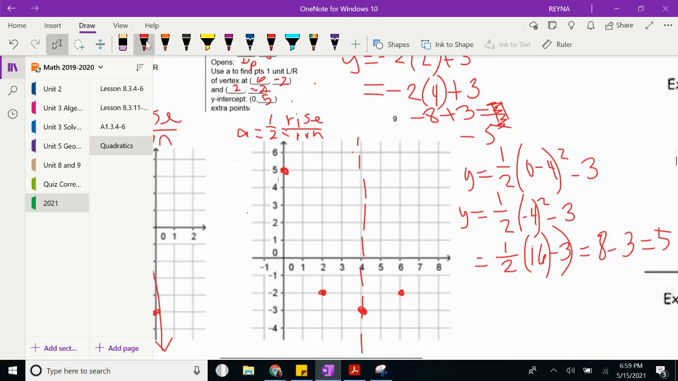Again, we can draw a point on the other side. So we just look on the other side of the axis. This was 1, 2, 3, 4 spots away. 1, 2, 3, 4 spots away. Okay, and now we can draw our U, our parabola, and yay, it's all done.